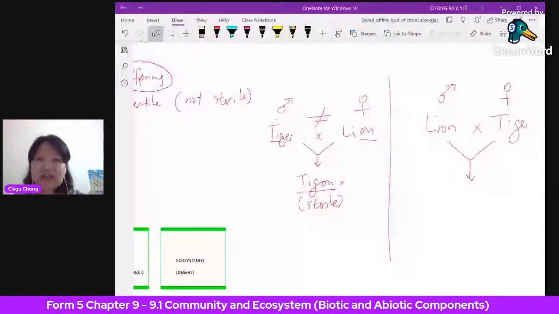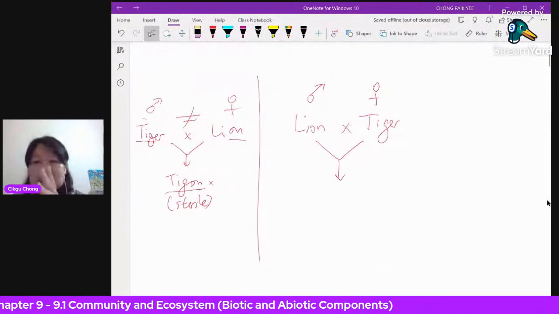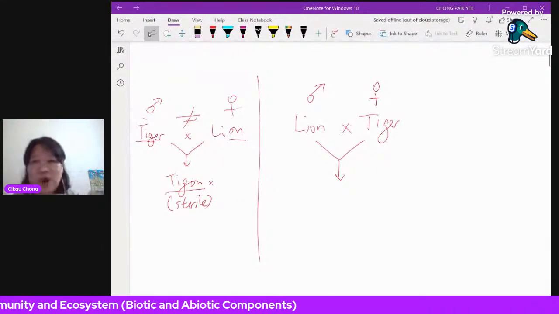So, nothing there. I have to scroll a bit to see your comments because I'm using one monitor.